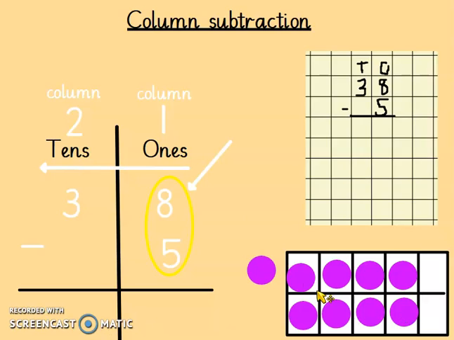Okay, so if I take away 5 counters, 1, 2, 3, 4, 5, I'm left with 3. And in the tens column, I have 3 tens, and I'm not taking away any. So I'm left with 3 tens. 38 take away 5 is equal to 33.